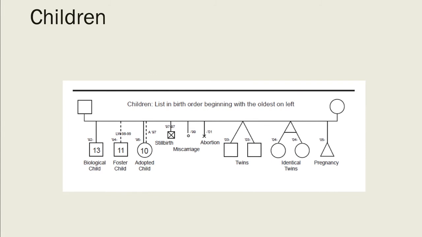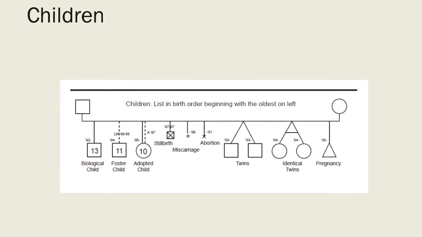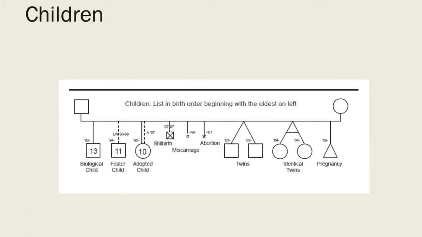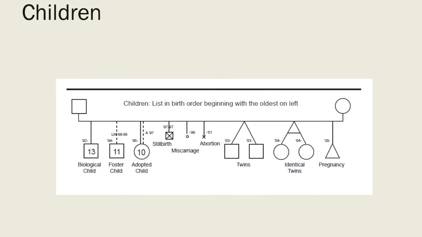Stillbirths will be identified with a square of the gender of the child with the cross out, just as if there was a family member, grandparent, whatever, that had passed. Miscarriage is represented with a small degree symbol. An abortion is indicated with just a simple X on the line.